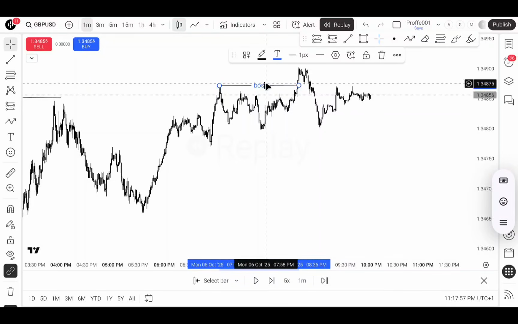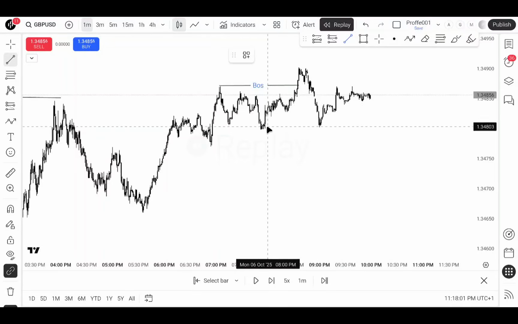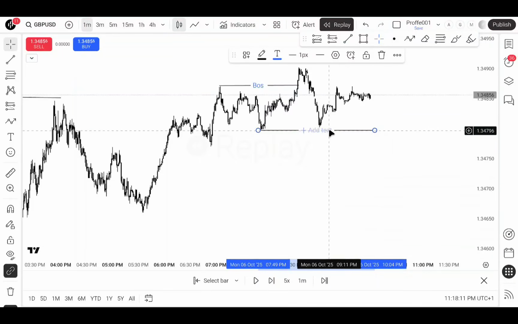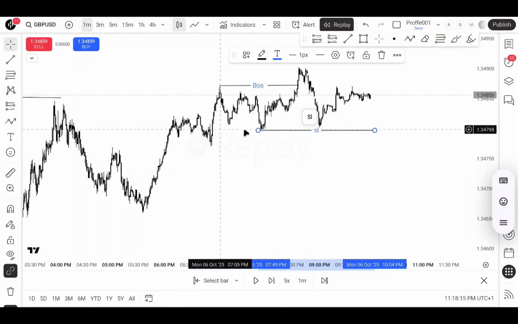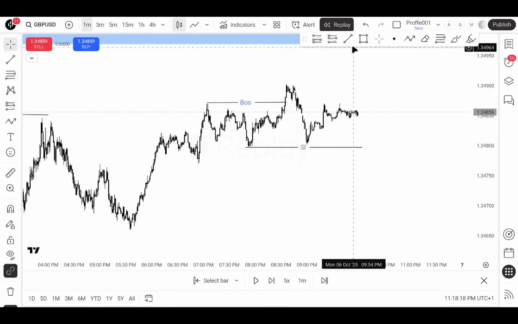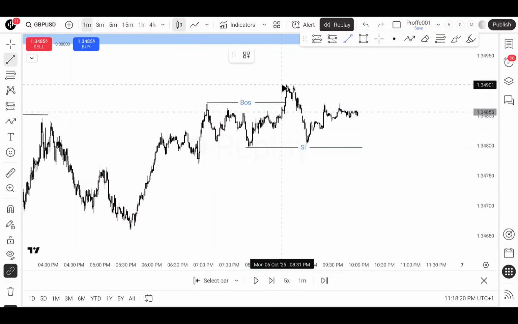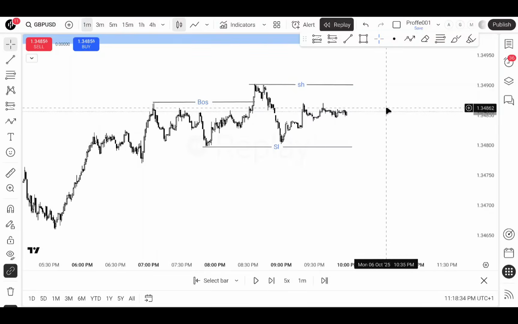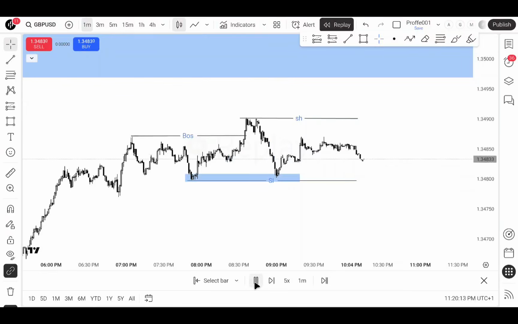We see a break of structure and we mark out our swing high. We mark out our swing low. Mark out our swing high. It's just the same thing, the same thing in different time frames. Okay, we play price.